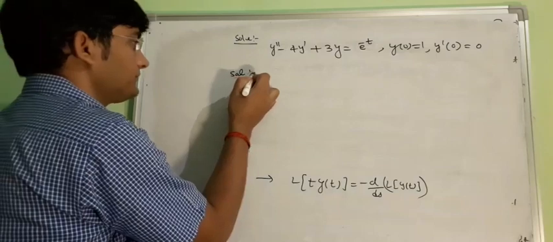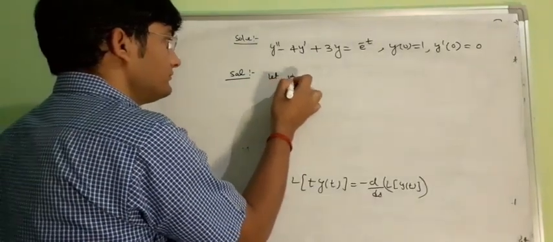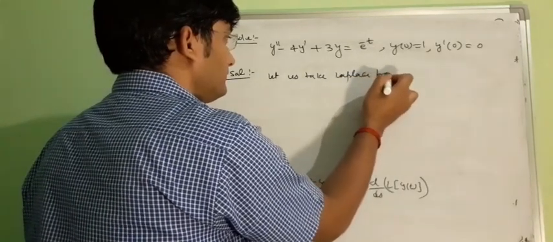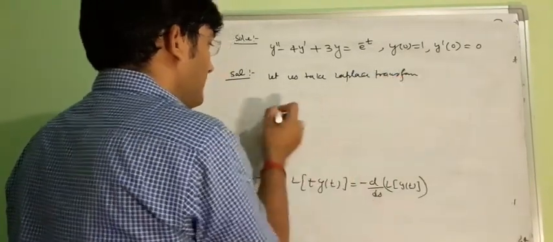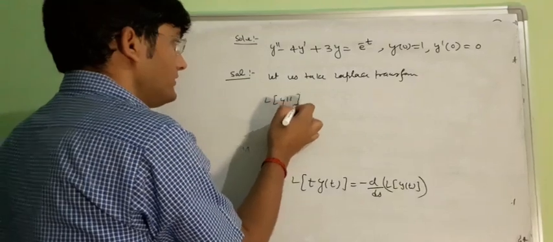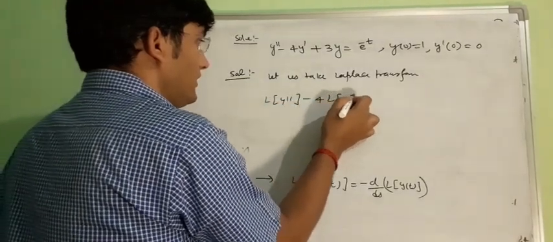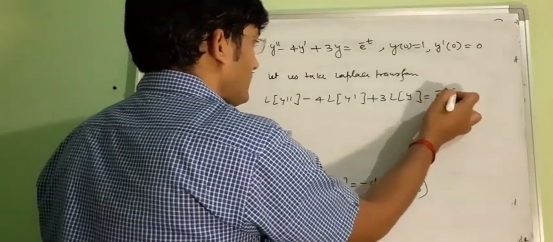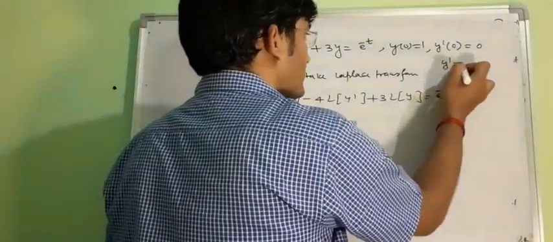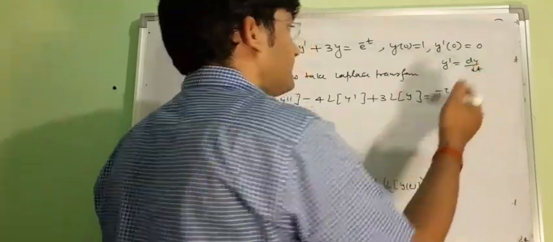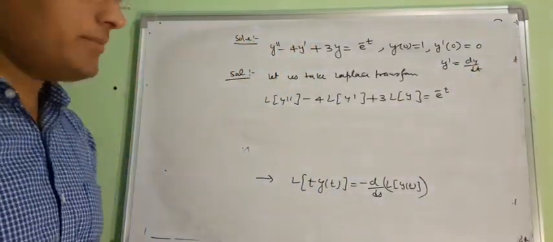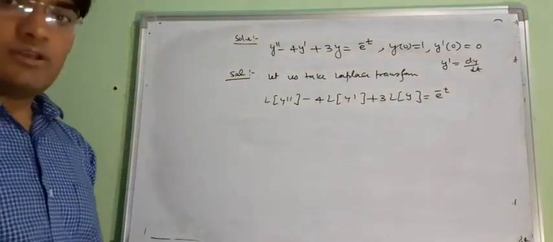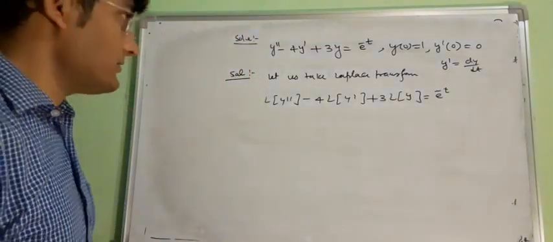Solution. Let us take the Laplace transform. Then this will be your Laplace y double dash minus 4 times Laplace y dash plus 3 Laplace y is equal to e to the power minus t. Please remember that our y dash is dy upon dt. We can also have x in place of y. That means x dash in place of y dash.